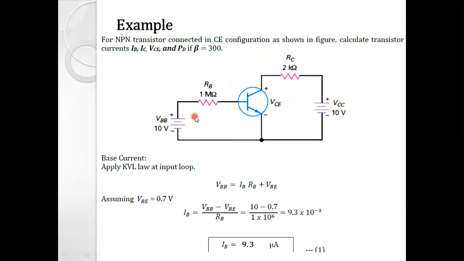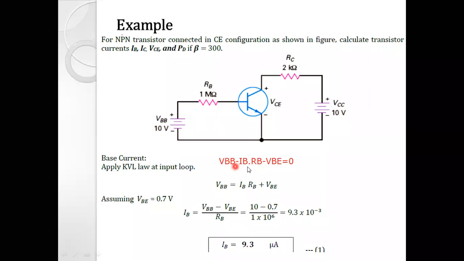So when we apply the KVL at the input side, starting from this supply, let us write down the equation. The VBB, thereafter going through positive to negative terminal of RB, the voltage drop across RB is defined as IB into RB. The current which is flowing in the base terminal is base current. So IB into RB is the voltage drop across RB resistor, and minus the voltage drop between the base emitter junction inside the transistor. So that is VBE is equal to zero. So this is the equation we get when we apply KVL at the input side in this circuit diagram.